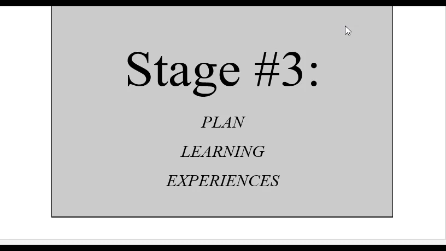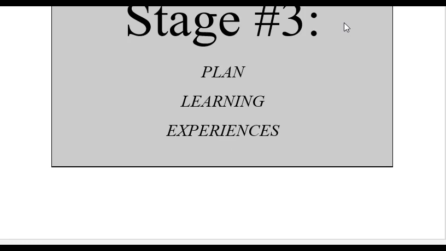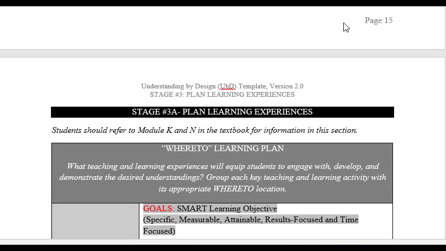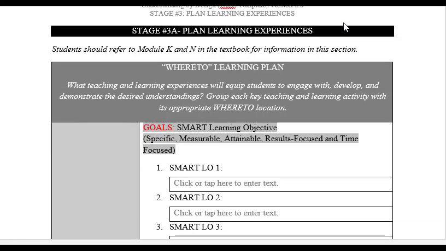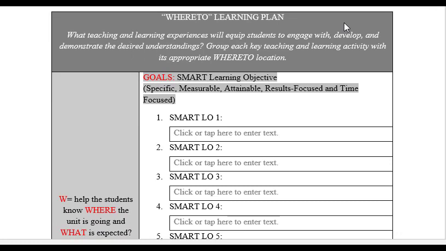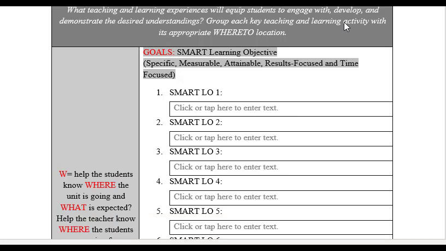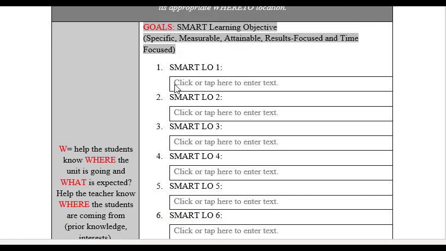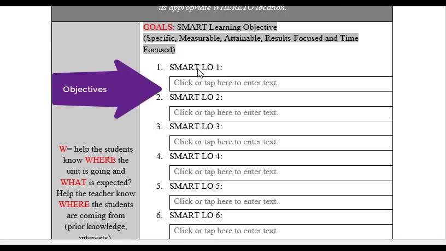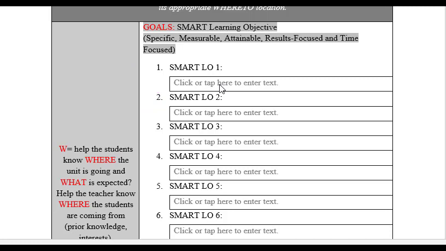Now we're going to start talking about Stage 3 of the Understanding by Design teaching theory to create units for your classroom. In the beginning section, it is referred to as the Plan Learning Experiences section. This is where you actually put in your learning goals or your objectives for what you want to teach your students. So here you're going to match up all of your SMART learning objectives, which is what SMART LO stands for, to words in Bloom's taxonomy.